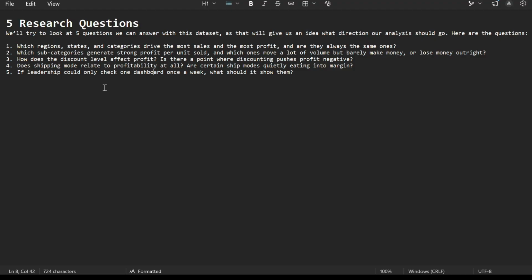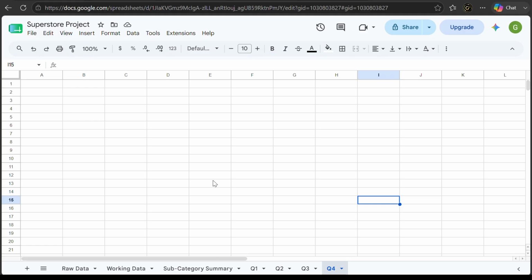What's question 4 saying? Does shipping mode relate to profitability at all? Are there certain ship modes quietly eating into the margin? So to answer this question, we are going to build a table on the average profit margin percentage by ship mode. And again, we are going to use AVERAGEIFS.